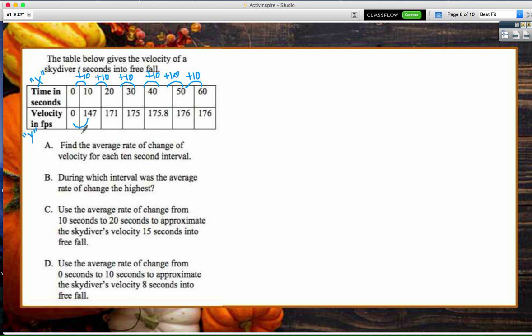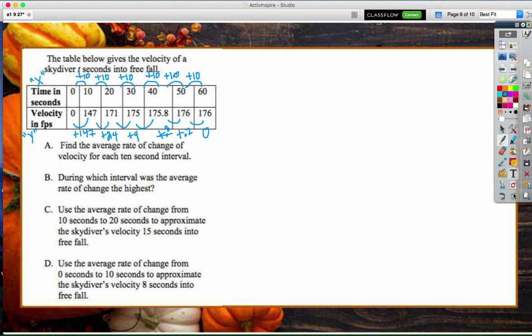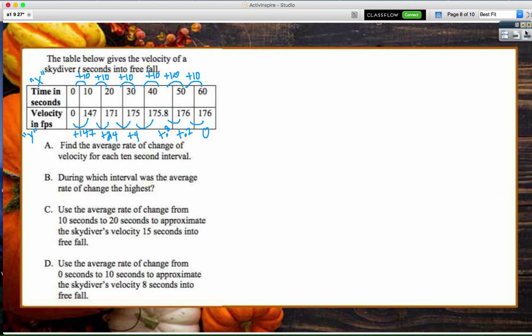Are you okay? Yeah. So it goes up 147. Then from 147 to 171, how much does it go up? Okay. And then from 171 to 175, how much does it go up? And then from 175 to 175.8, it's just 0.8. And then from 175.8 to 176, it's... And then, is there any change at the last part? No. So if these are really the changes in y, and that's really the changes in x, we can just put the changes in y over the changes in x.